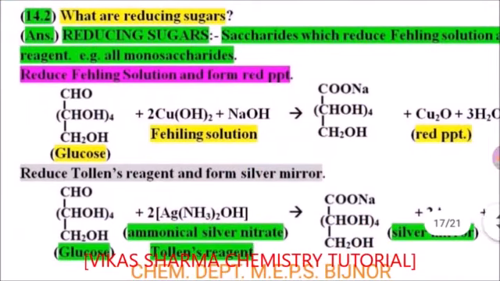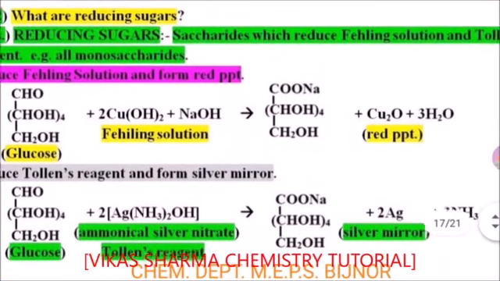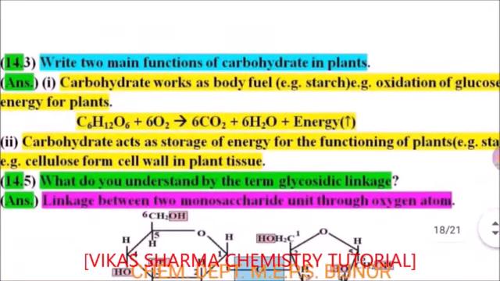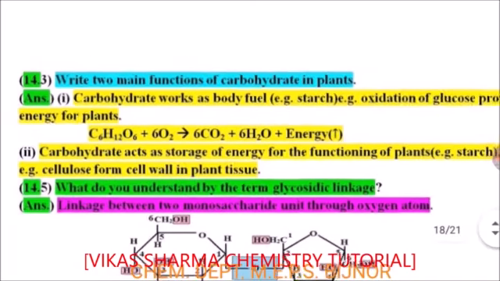The 14.2 question: what are reducing sugars? Saccharides which reduce Fehling's solution or Tollens' reagent. For example, all monosaccharides are known as reducing sugars. You can see the Tollens' reagent and Fehling's solution reactions on the display. The 14.3 question: write two main functions of carbohydrates in plants. Carbohydrates work as body fuel, for example starch, and oxidation of glucose provides energy for plants so the requirement of energy is fulfilled. Carbohydrates act as storage of energy for the functioning of the plant, and cellulose forms the cell wall in plant tissue.